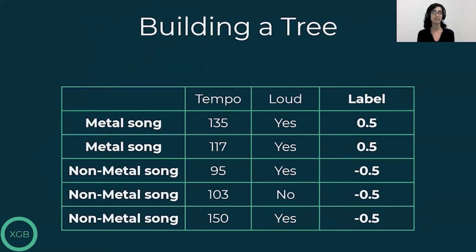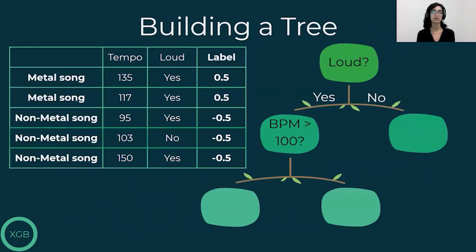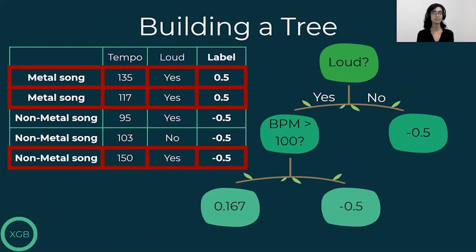How do we predict the labels if they're numbers and not classes like we saw before? If we split by loudness, we look at all the songs that are not loud, and the prediction we put in the right leaf is the average label of these songs. In this case, it's one song and its label is minus 0.5. Then when we split by BPM, again, we get on the right leaf one song whose label is minus 0.5. On the left leaf, we get 2 metal songs and 1 non-metal song. So the prediction is the average of 0.5, 0.5, and minus 0.5, which is 0.167.